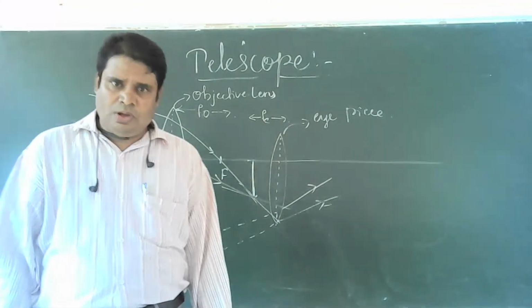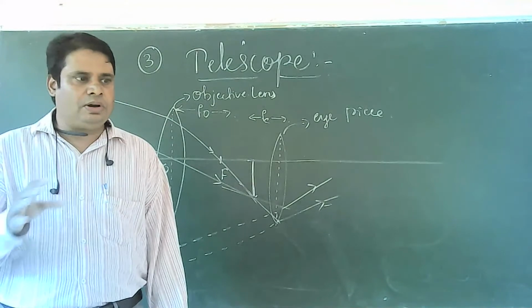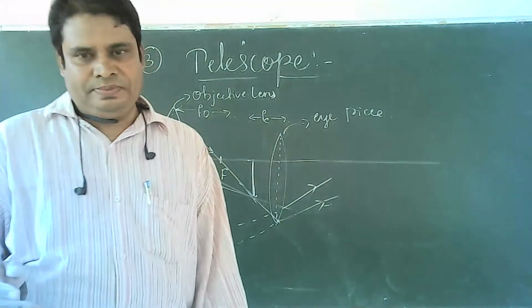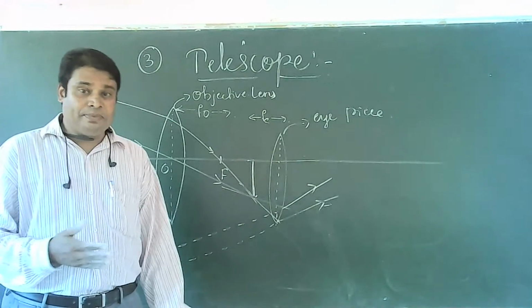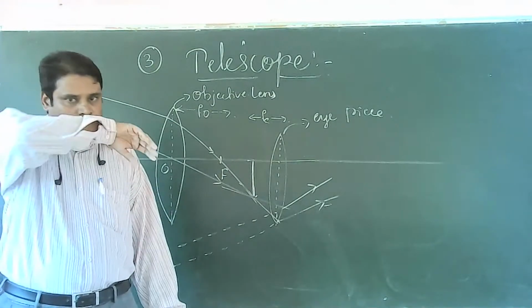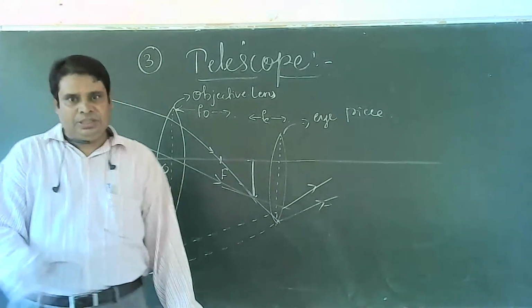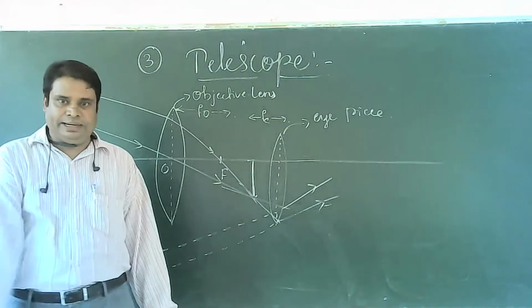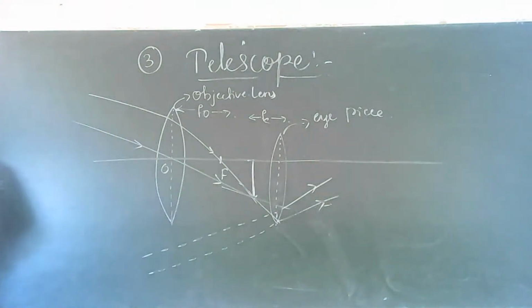There are two types of telescope. One category where mirrors are used is called reflecting telescopes. This is the second. This is a refracting telescope. It's a refracting astronomical telescope. Okay? Next.